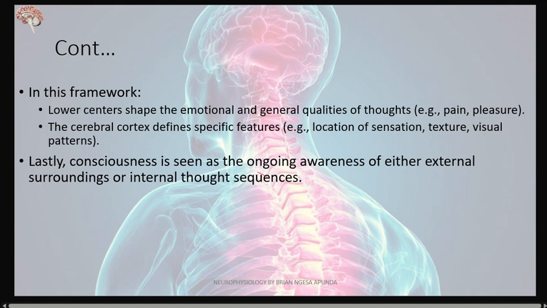So lastly, consciousness is seen as an ongoing awareness of either external surroundings or internal thoughts of sequences. So this is to say that if you are aware of a particular thought that is ongoing in your brain, we'll say that is a conscious thought. But sometimes you might not be aware of the thoughts that are currently ongoing in your brain. That will suggest that you are having unconscious thoughts, whereby let's just state this simple fact: an individual is likely to act out of some thoughts.